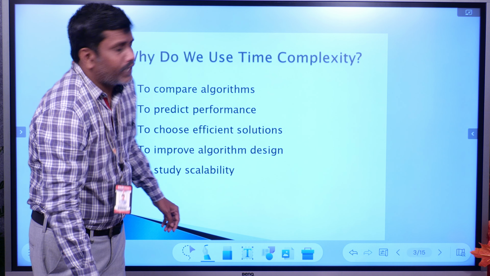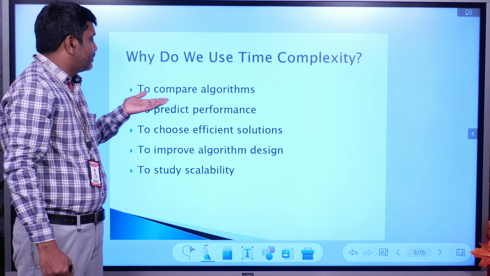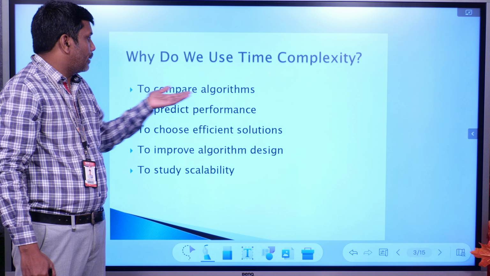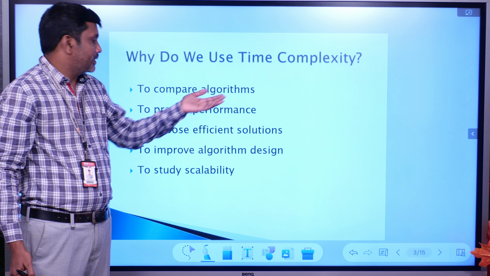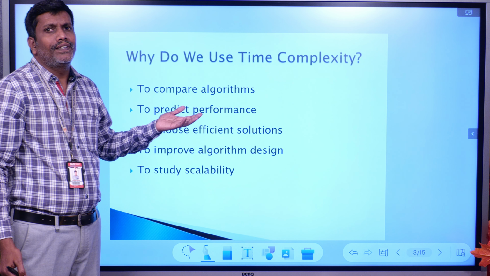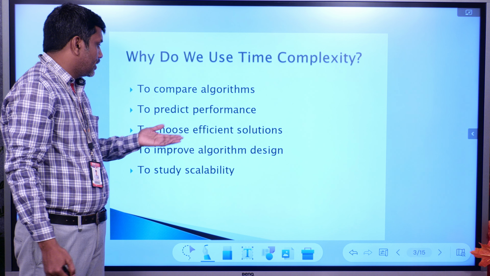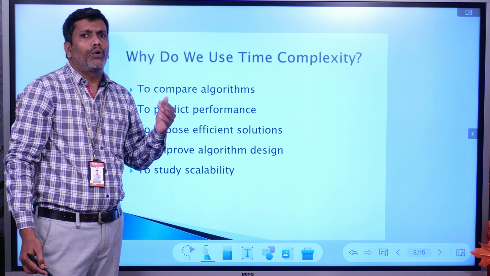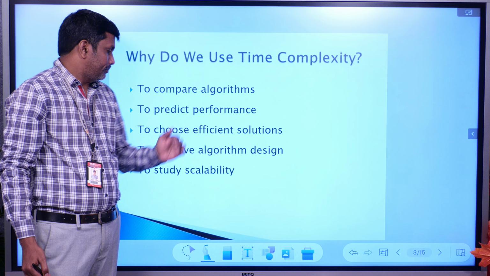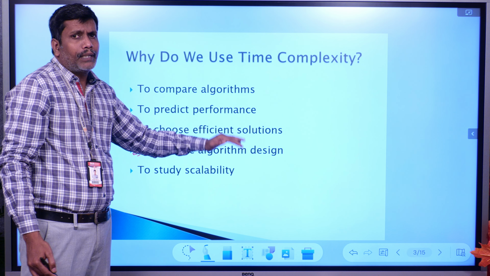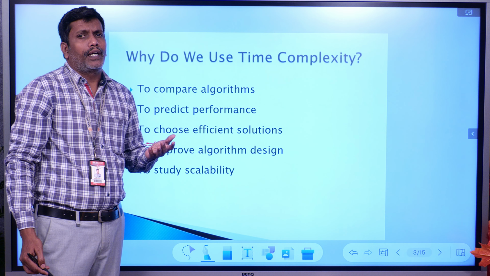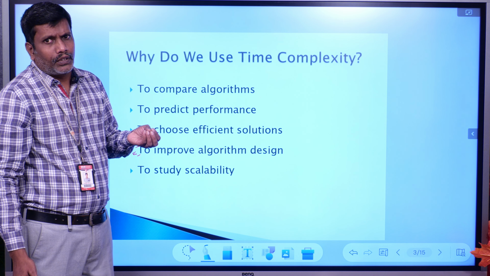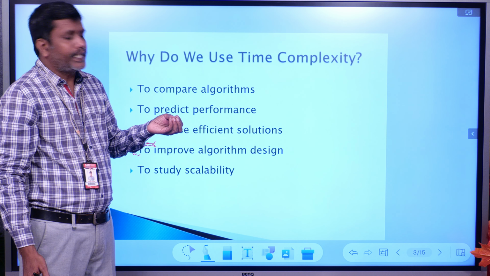Now we will see the different factors why we have to use the time complexity. As we discussed before, the time complexity is used to compare the algorithms, for example linear search and binary search, and to predict the performance, that is, how efficiently the algorithm works. The next is to choose efficient solutions. For a problem, there may be a number of solutions, so out of those we will choose a better solution. And to improve the algorithm design: if there is any problem in the algorithm design, we may rectify it after the time complexity analysis, right?